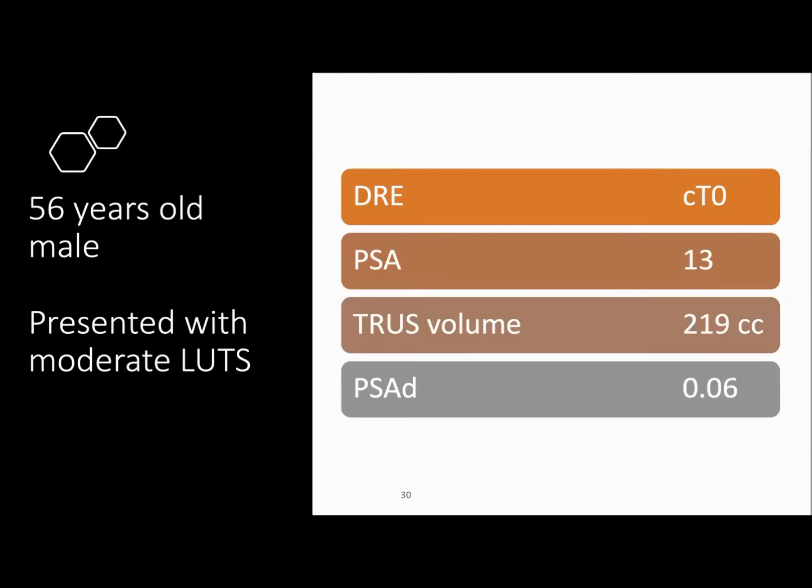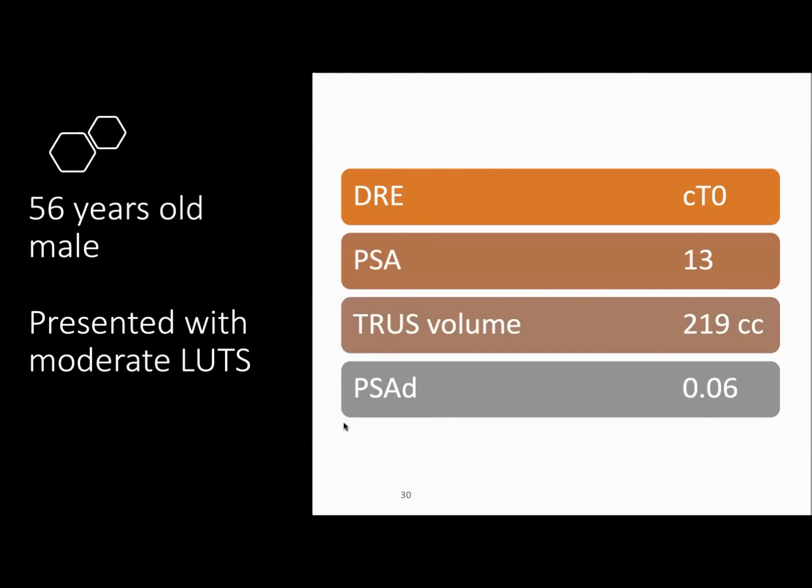So this is a 56-year-old male who presented with moderate lower urinary tract symptoms, and his digital rectal examination essentially showed a clinically T0 disease. However, his PSA was high, it was 13. Transrectal ultrasound showed that he had a prostate of about 220 cc, which is really large. However, his PSA density is 0.06. So essentially, this PSA density is indicative of benign pathology.